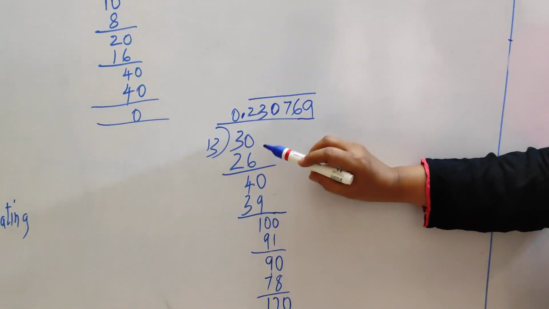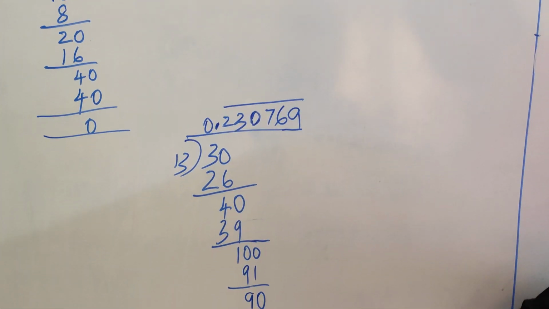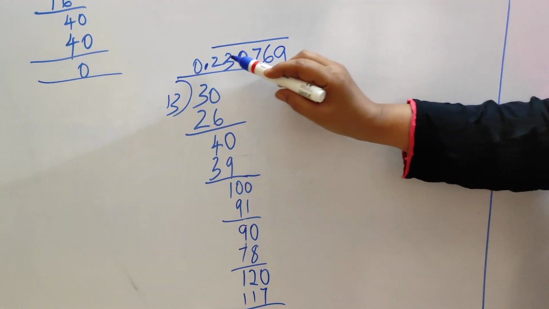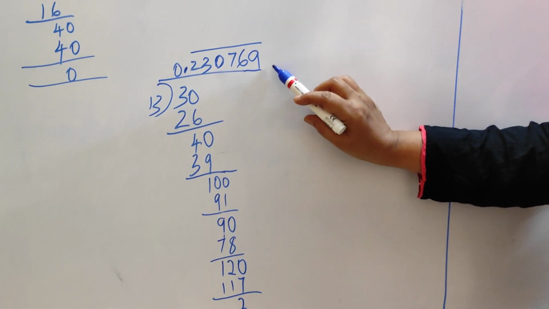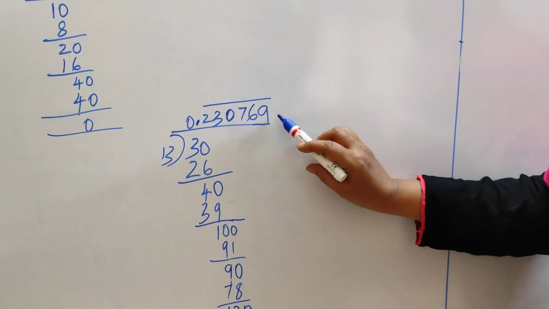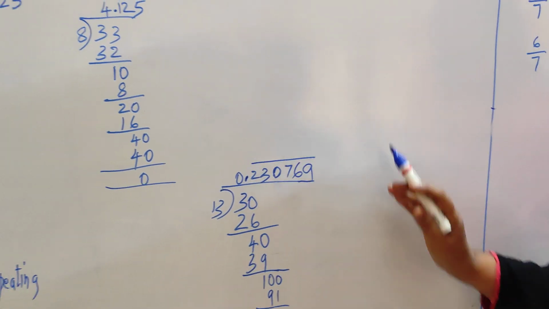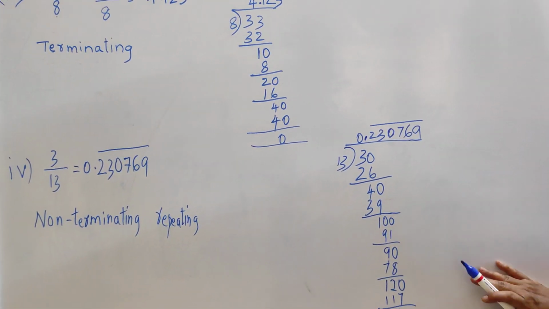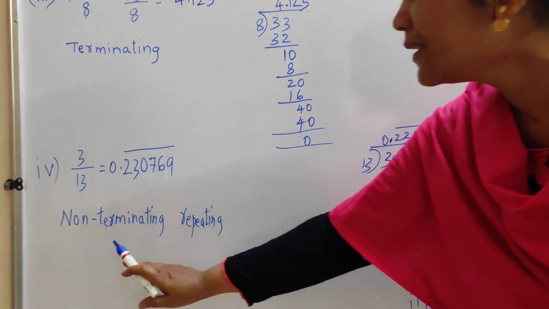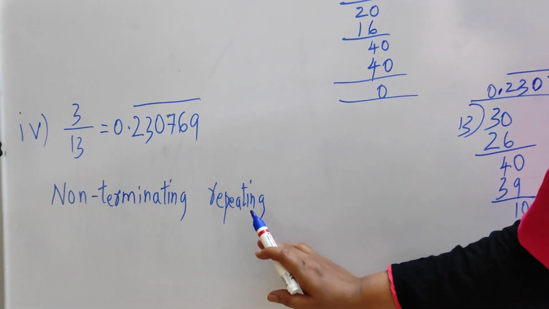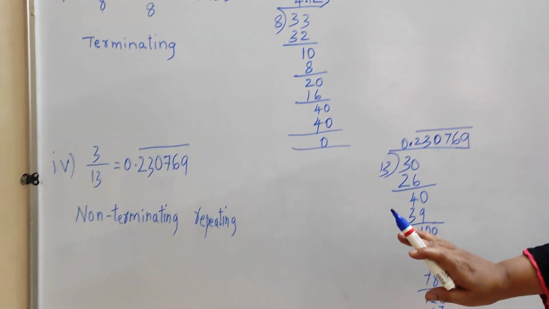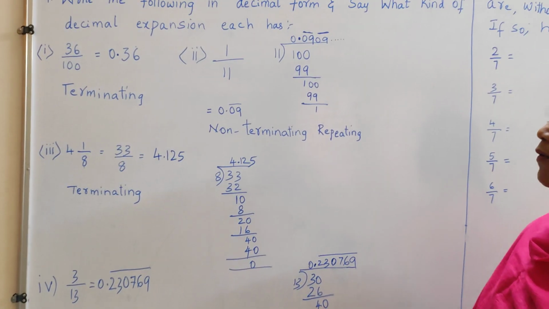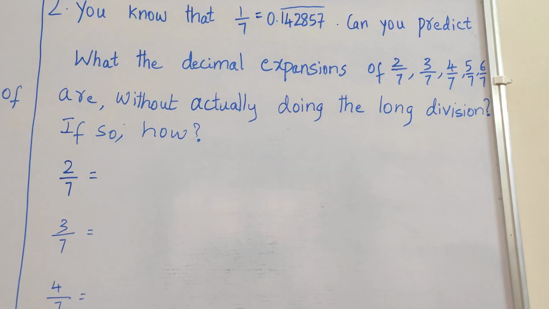Now you see, first we had 3, now again 3 is repeating, that means this whole process will repeat, 2 3 0 7 6 9 will keep on repeating as many times as you divide. So what type of decimal is this? Non-terminating repeating decimal. So these are the 4 questions from the first main. Now let us go to the second main.